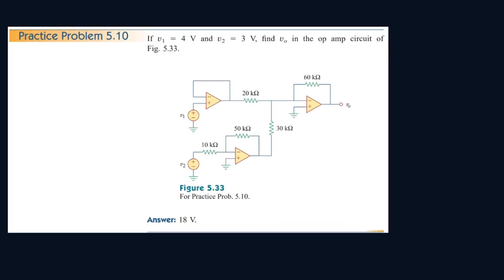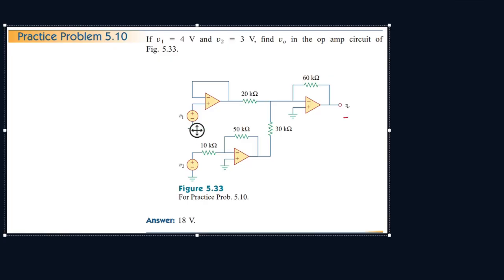Okay, so for the following circuit, we have to find VO. We're told what V1 is. V1 is 4 volts. V2 is 3 volts. Okay. So for this op amp, we know that the current at these 2 points will be 0, and the voltage difference will be 0. So the voltage here and the voltage here should be the same. So if it's 4 volts here, then it's 4 volts here, and that means that it's 4 volts here as well.